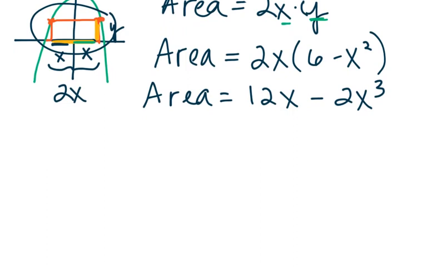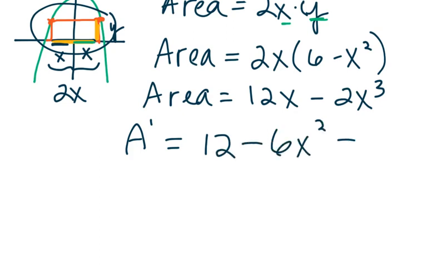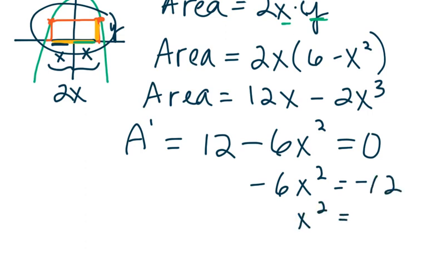So I'm going to find A prime, and let's differentiate this. This becomes 12 minus 6x squared, and I want that to equal 0. So let's solve that. I get negative 6x squared is equal to negative 12. So x squared is equal to 2, which means x is the square root of 2.